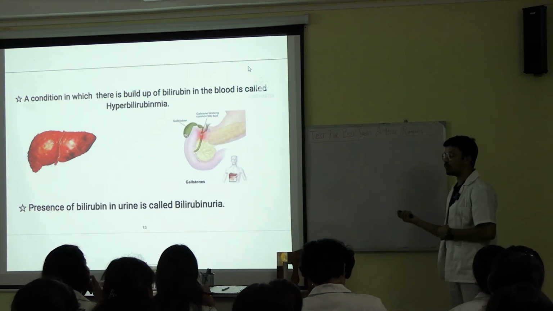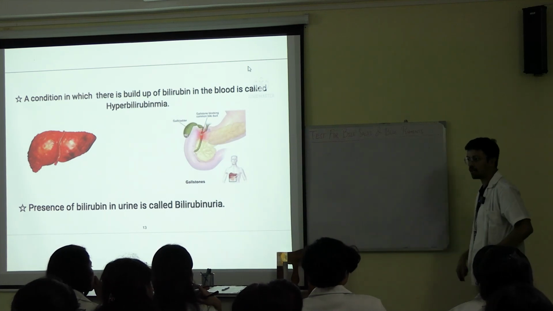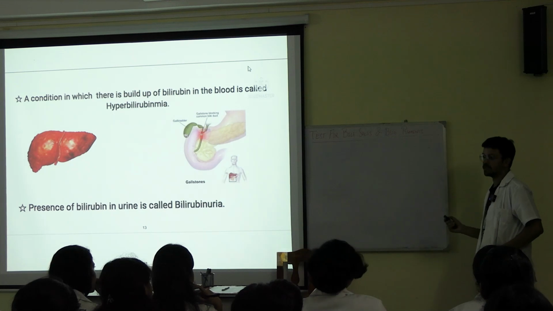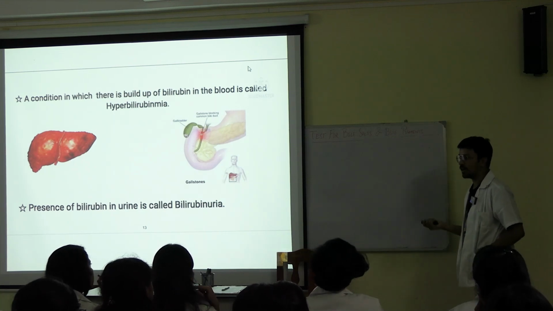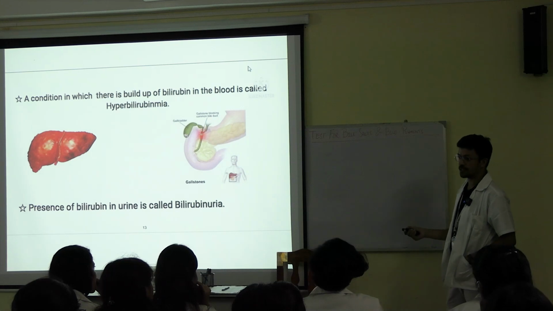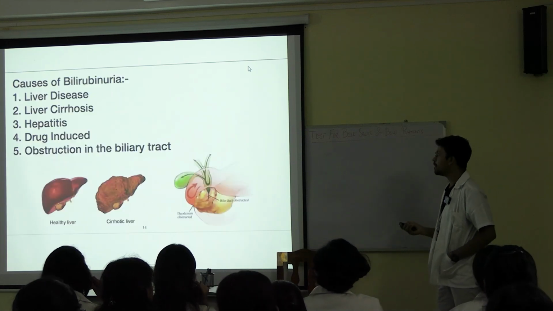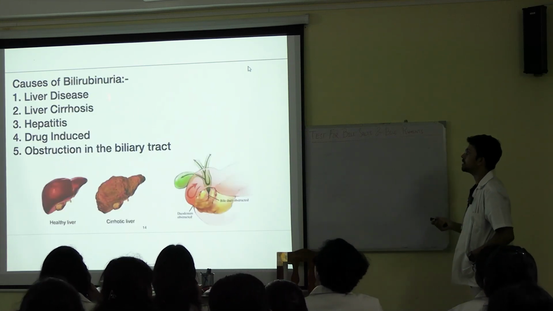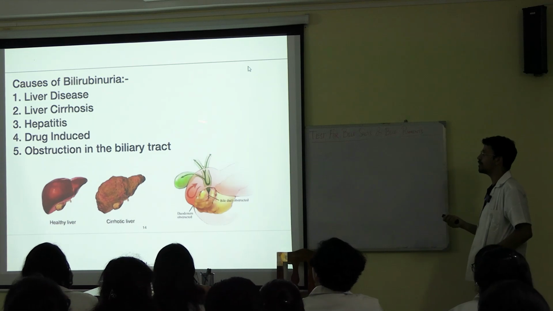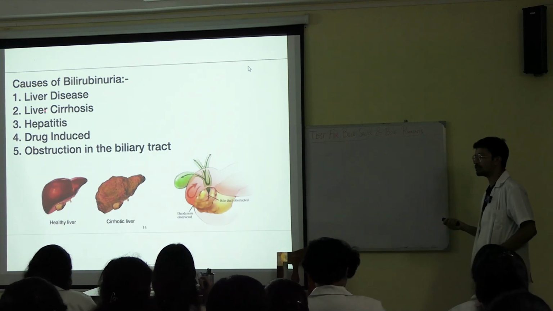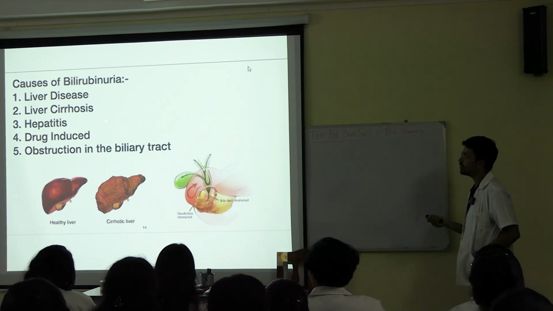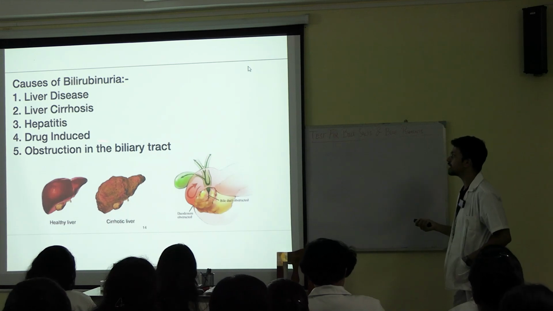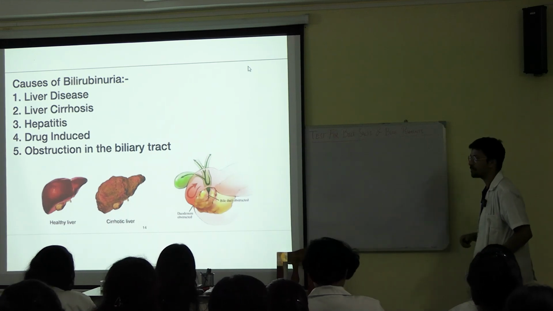Okay, and the most common cause of liver damage in India is drug induced, and the most common drug is paracetamol. After that comes viral infection, hepatitis. Now these are the causes of bilirubinuria. First is liver disease, any form of liver disease: liver cirrhosis mostly because of alcohol, hepatitis, viral infection as well as drug induced, and then obstruction of the biliary tract.